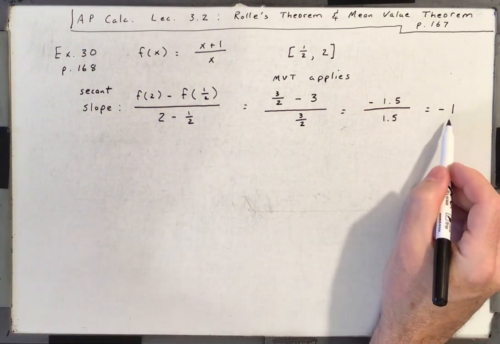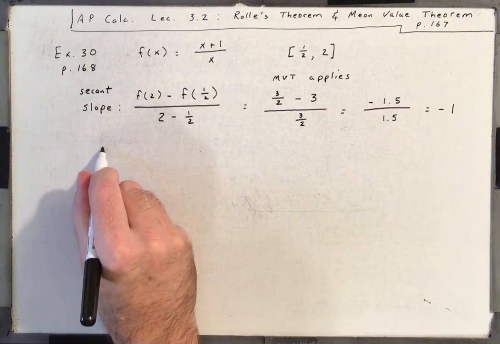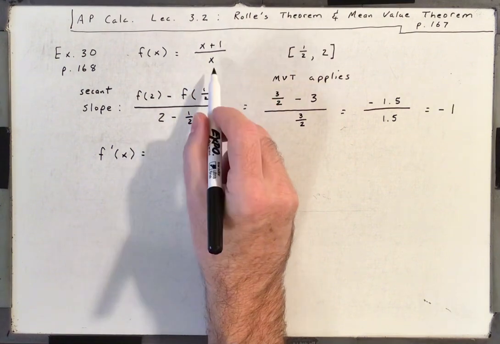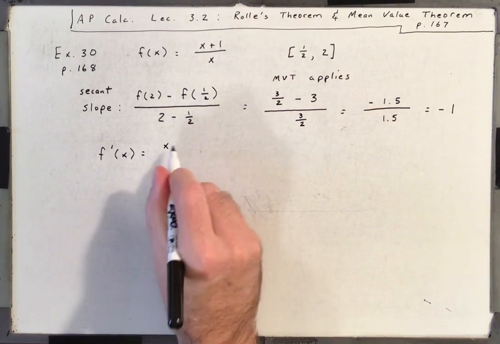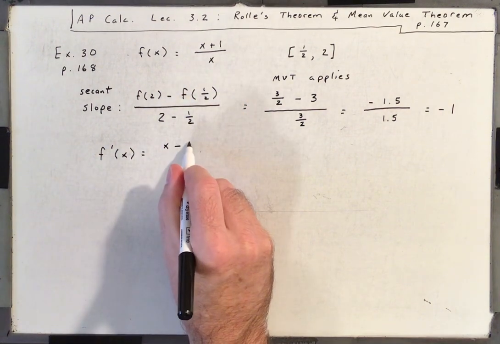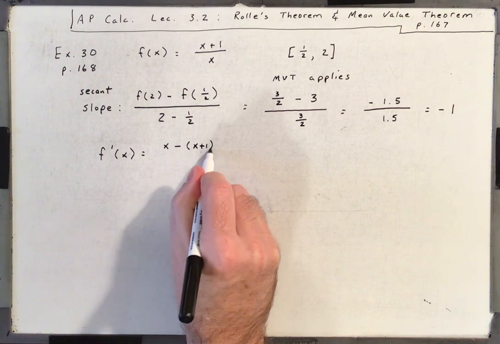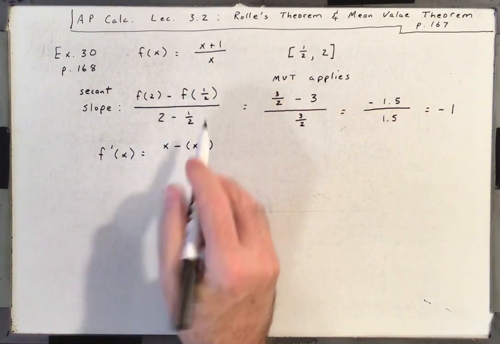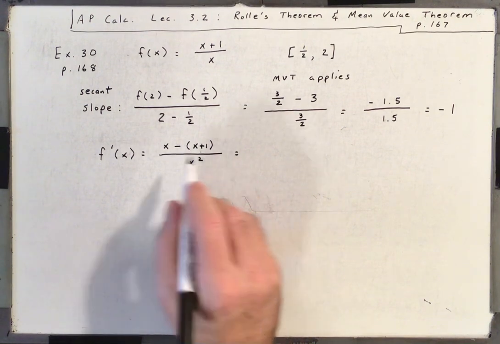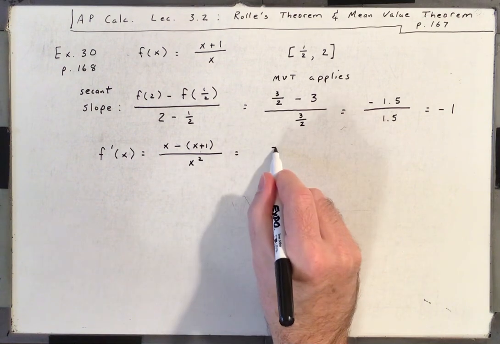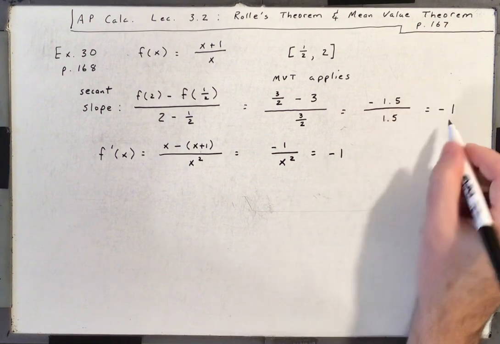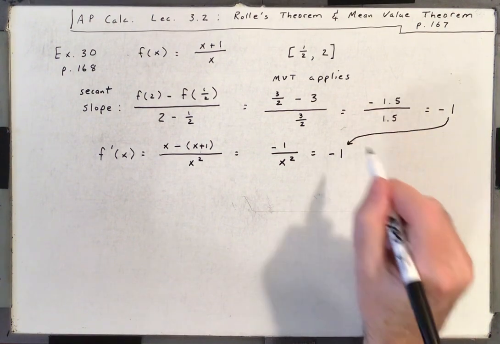We're going to set that equal to the derivative. So the derivative, f prime of x, is going to be, I'm going to use the quotient rule, the bottom, x, times the derivative of the top, which is 1, minus the top, x plus 1, times the derivative of the bottom, which is just 1, all over the bottom squared. So the x's will cancel and you have negative 1 over x squared. We're going to set that equal to negative 1, our secant slope.